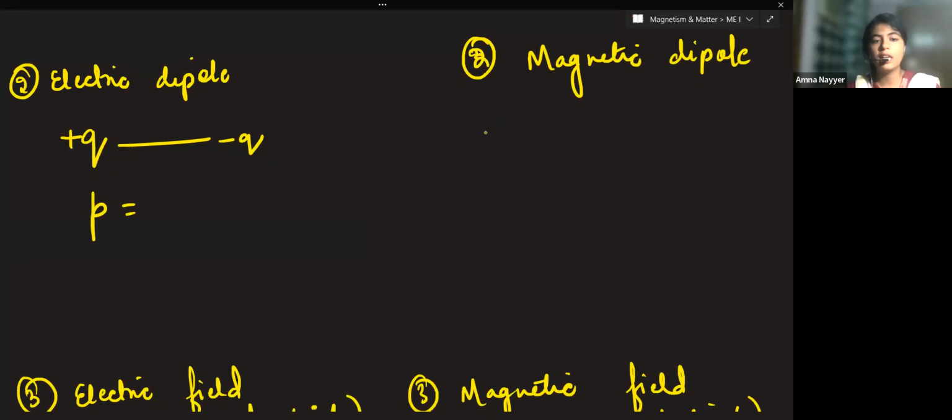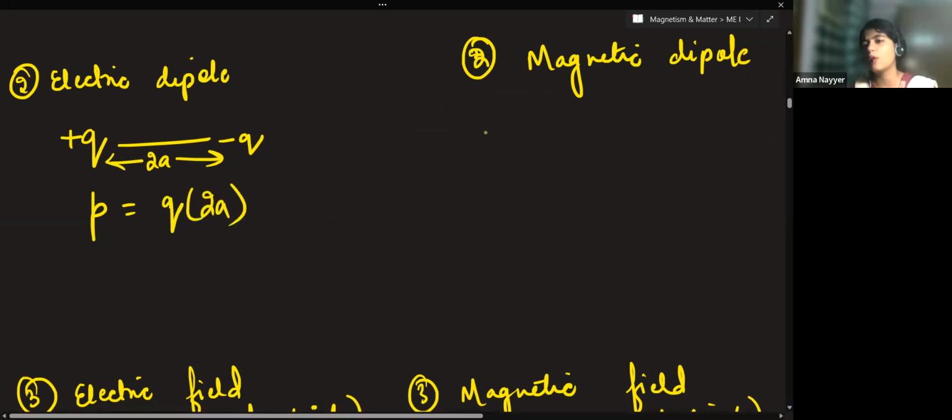Now the formula for the electric dipole: if both these charges are separated by a distance of 2a, then we say the dipole moment is the magnitude of charge multiplied by the separation between them. This is the formula of electric dipole. Most of you must have studied it.